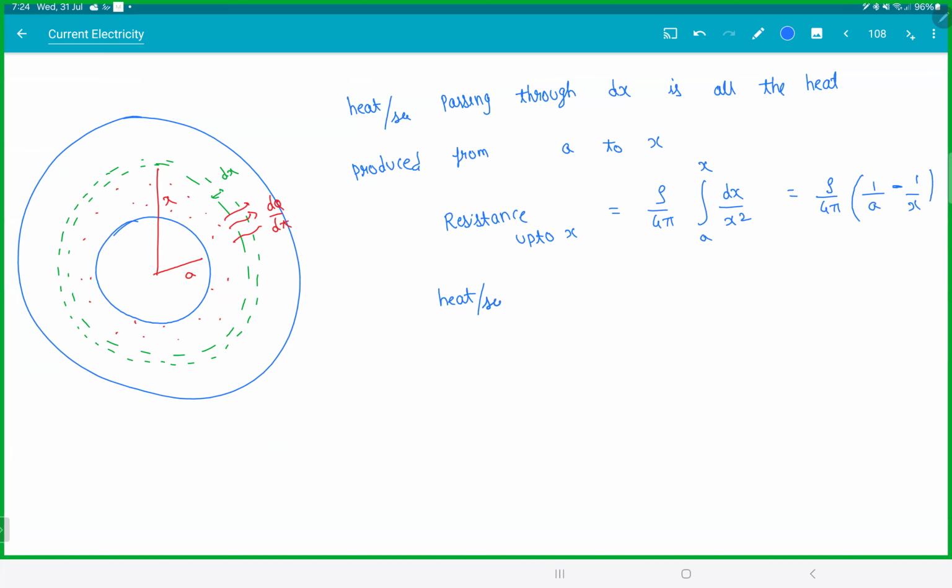And in every section, if you see, the more you go outside, the more heat is being produced. By the time you reach the outer surface, maximum heat is coming out. So till now, we never faced a situation like that. Until now, in all the questions, current was always constant. So here, heat flowing per second is not constant.